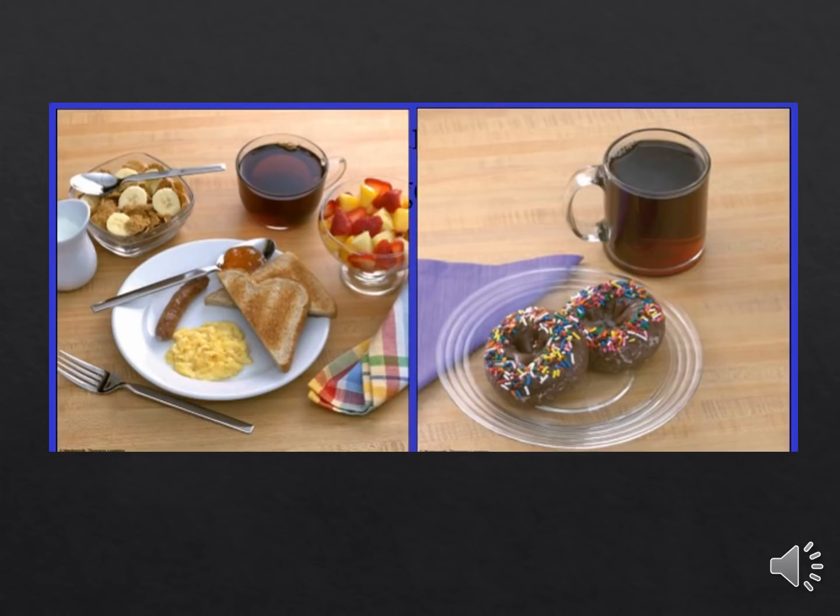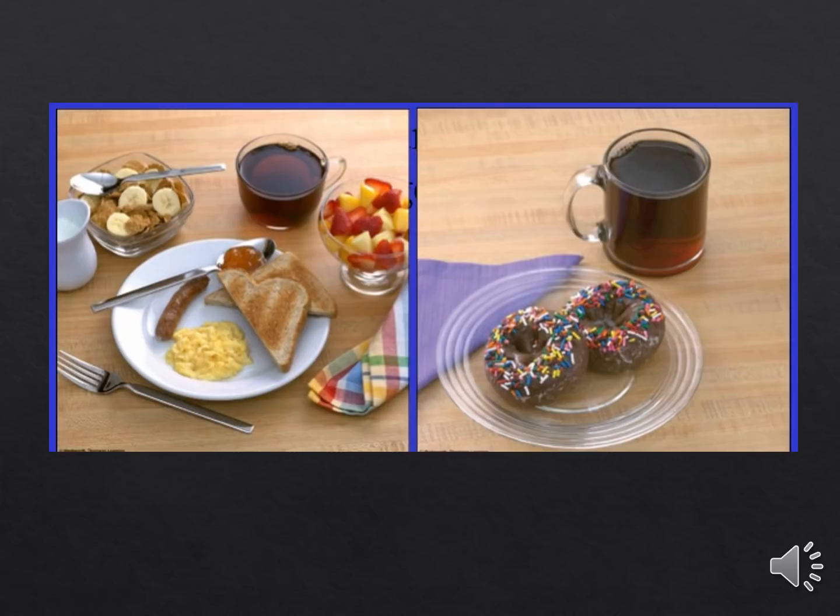Here's a rhetorical question, obviously. On one side of the screen, you have a breakfast with cereal, fruit, egg, and sausage. And on the other side of the screen, you have a breakfast with donuts. Both of them come with a cup of coffee. Now, both of these breakfasts add up to the same amount of kilocalories. But the cereal, fruit, egg, sausage breakfast delivers a lot more nutrients than the donuts.